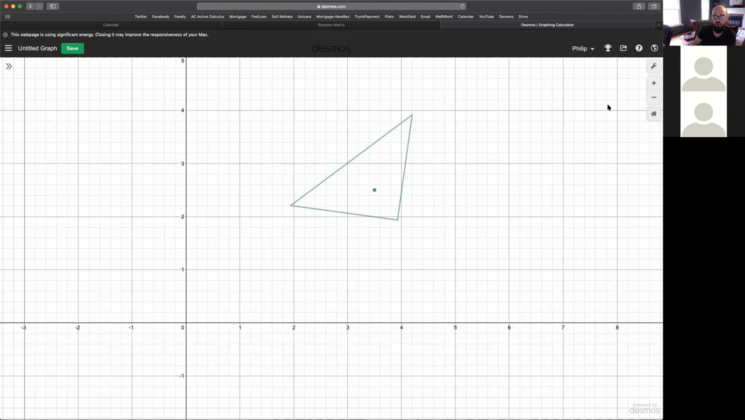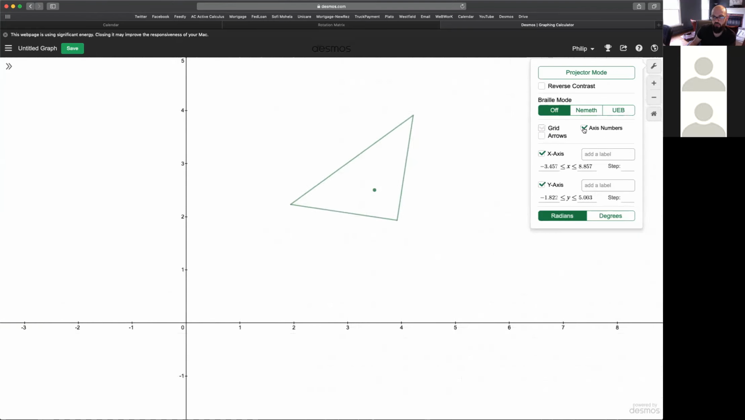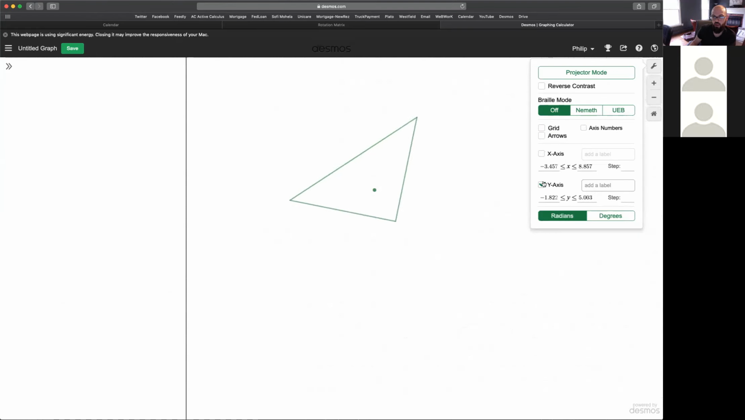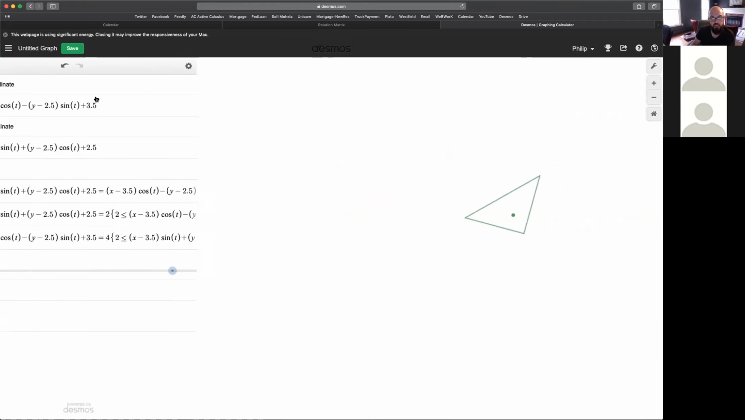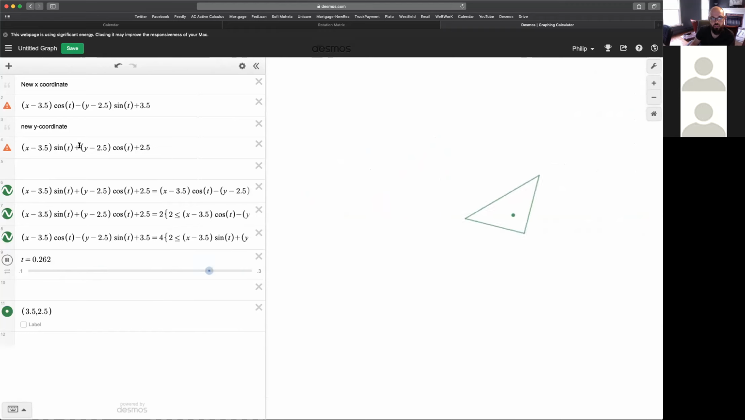Okay. And so now, if I turn off all of my stuff, what I have is this animation. I have a little thing that I've created that moves and does stuff. And here's all of the computer code, the graphing calculator code that's here on the left-hand side.